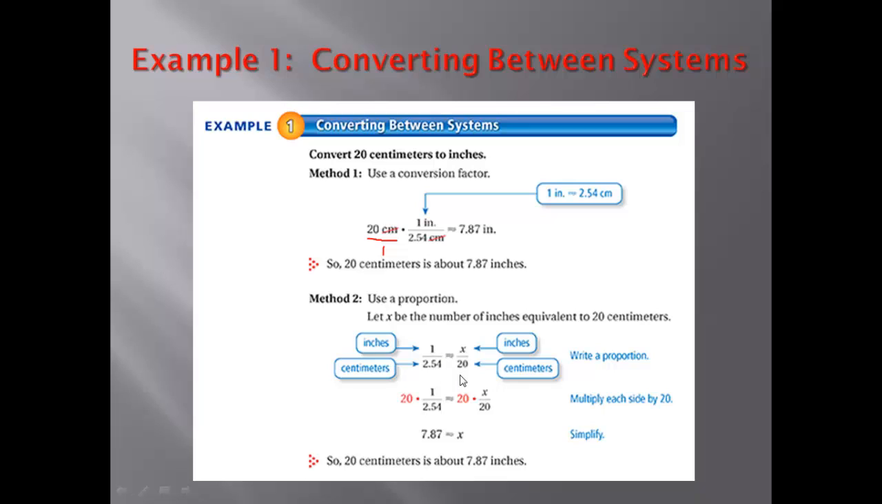Now we can multiply each side by 20. When we do that, the 20 will cancel out on the right hand side. So we're left with x equals, and on the left hand side we have 20 times 1, which is 20, and then divided by 2.54. Again, we can use our calculator and we get approximately 7.87. So 20 centimeters is about 7.87 inches, or 7 87/100 inches.